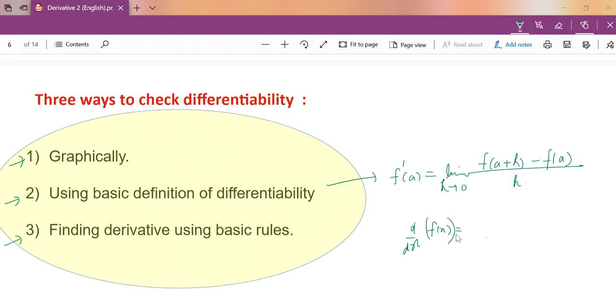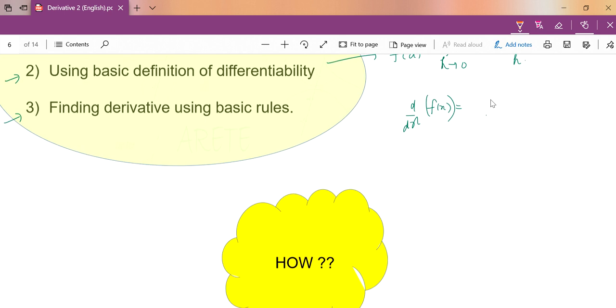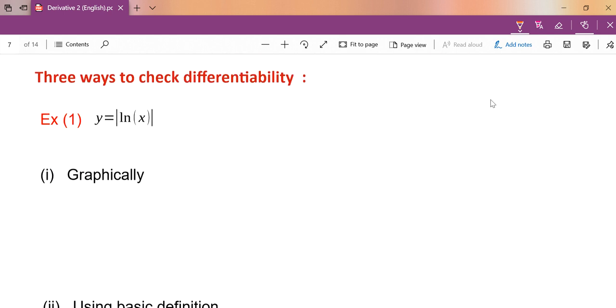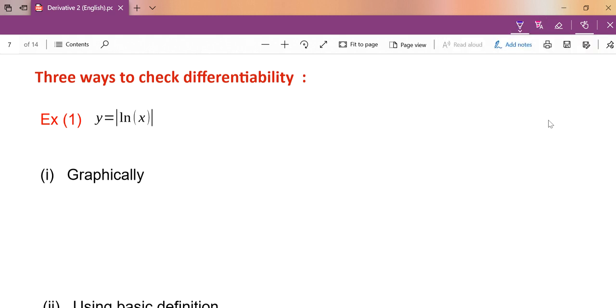Okay, at what point the derivative is creating a problem, so that I can again check whether my limit at that point exists or it doesn't exist. Then I will be sure whether it is derivable or not at that point. Okay, so let's do some problems. I have taken the simplest of examples to demonstrate all three ways in which you want to do it. So you have y is equal to modulus of log x.